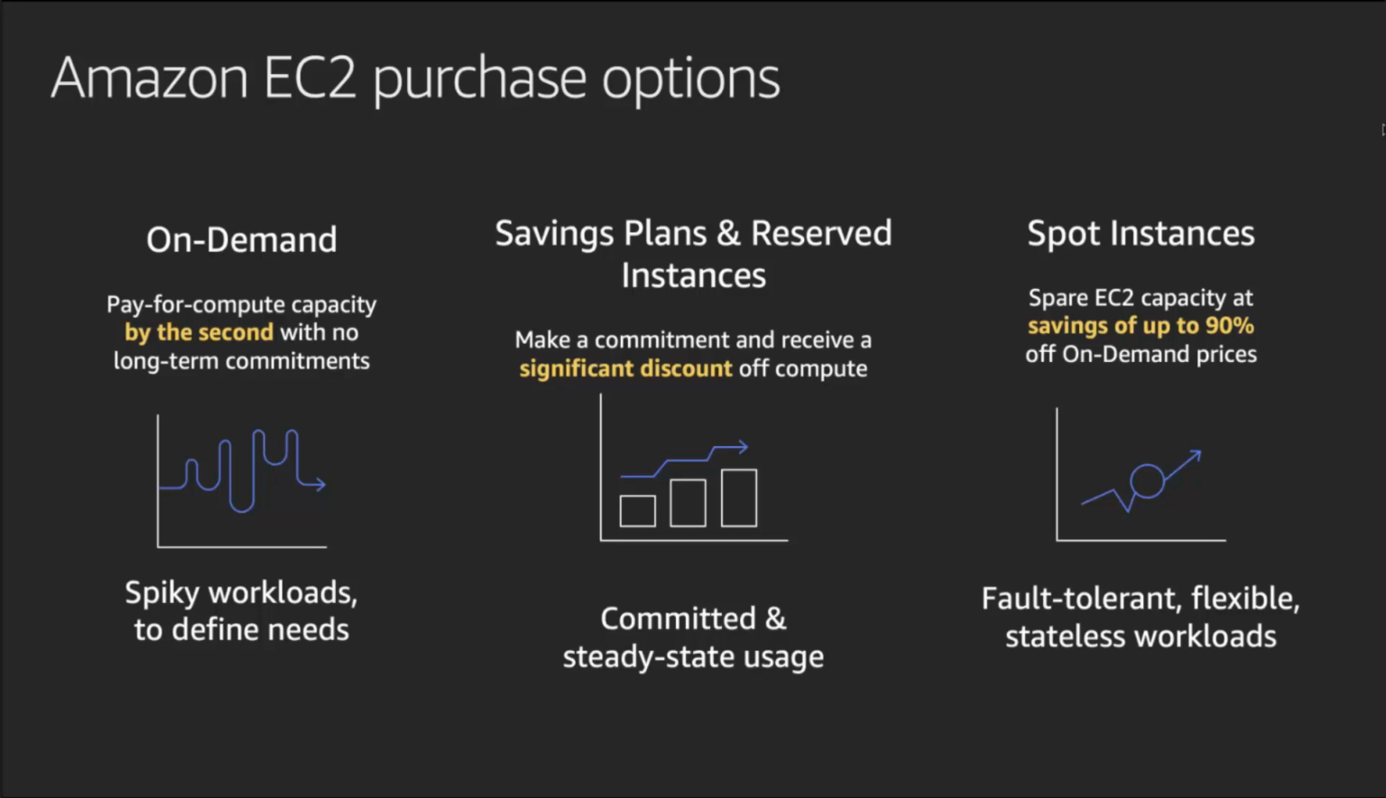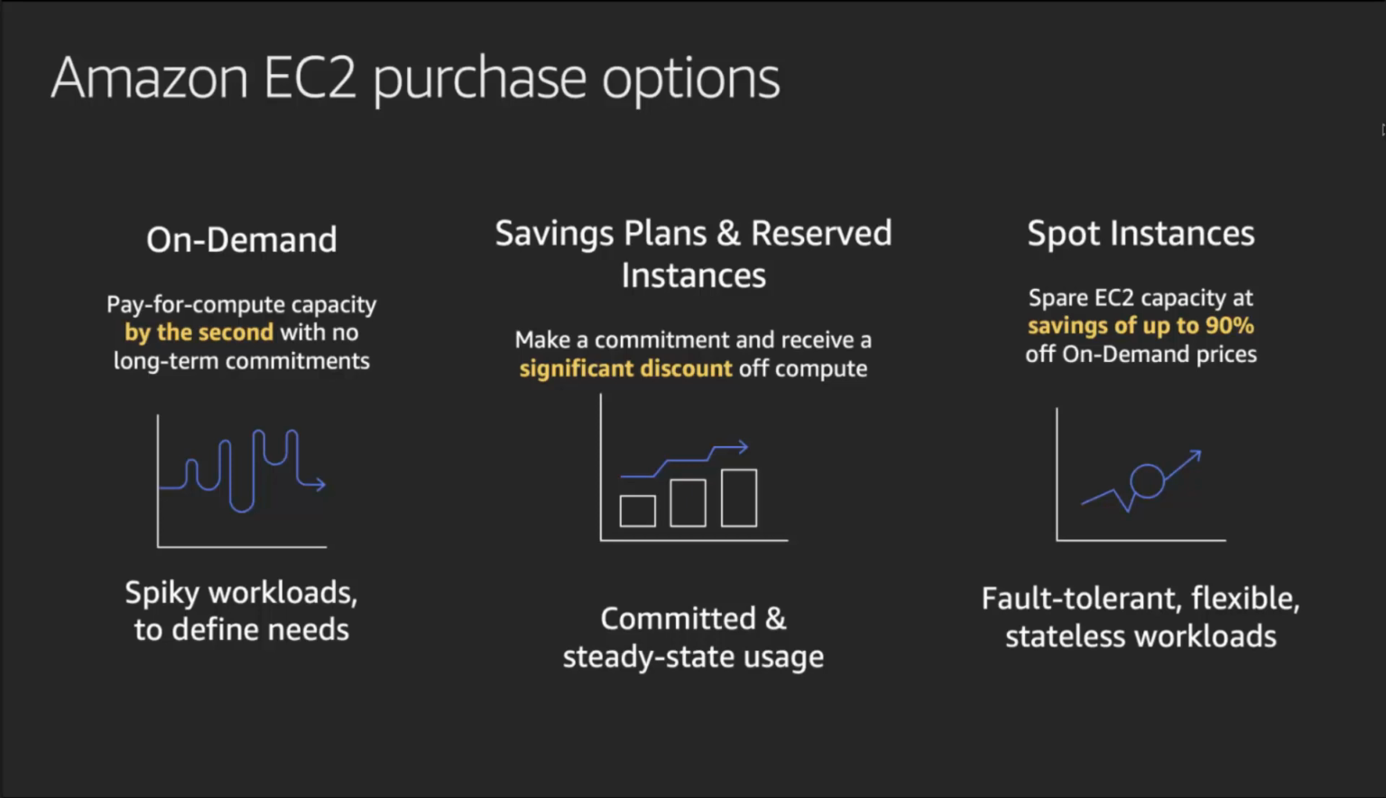The on-demand purchasing model is basically utility-based pricing where you pay for compute resources as you need them. It's great for spiky workloads and while you're defining your workloads. Once you've kind of locked in what you need from a CPU perspective, you can think about using savings plans to help achieve a significant discount off of the on-demand price. Savings plans are great for committed and steady state usage workloads.